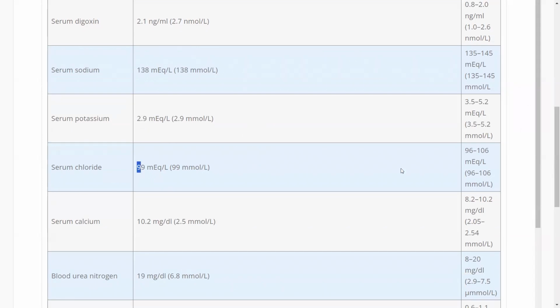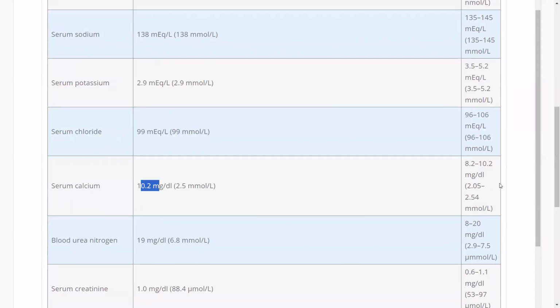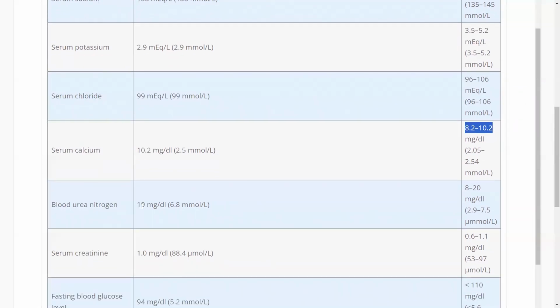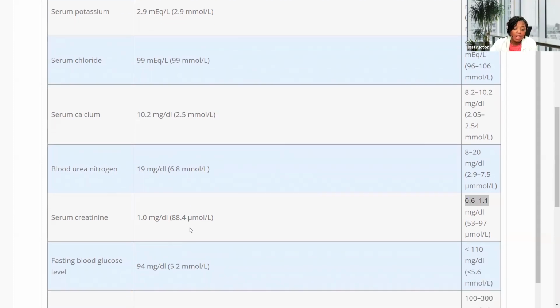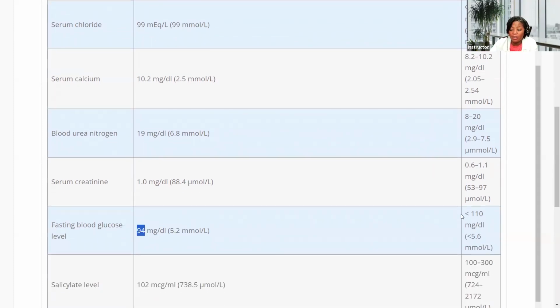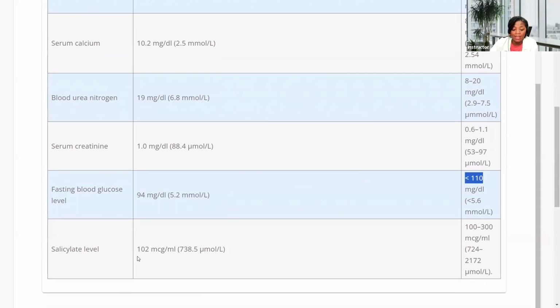All right, serum chloride 99, that's normal. Serum calcium 10.2, that's normal. The BUN is 19, which is also normal, and your creatinine is 1.0, also normal. So are we dealing with a kidney failure or any of those issues? We don't have an issue with the creatinine or BUN. All right, and the glucose is 94. Normal is anything less than 110, so that's normal. And then the salicylate level is 102. Guess what? It's normal. So she doesn't have an aspirin toxicity because it's normal.